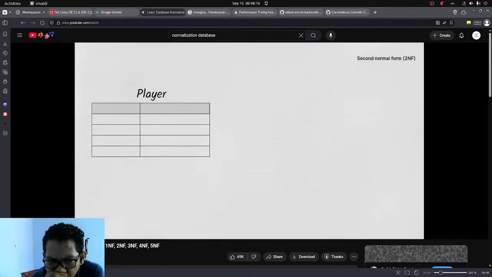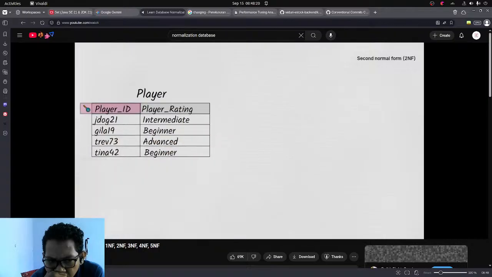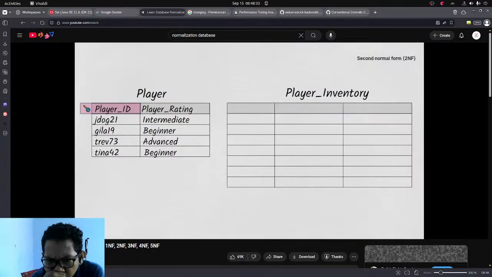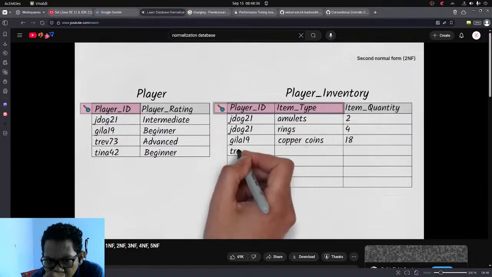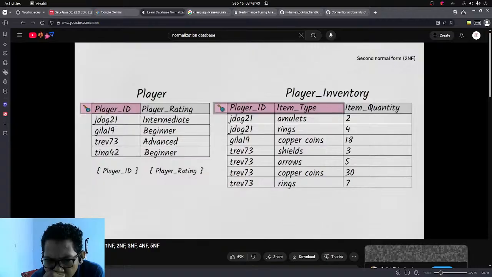A player table will contain one row per player, and in it we can include as columns the ID of the player, the rating of the player, as well as all sorts of other properties of the player, maybe the player's date of birth, for example, maybe the player's email address. Our other table, player inventory, can stay as it was. For both tables, we can say that there are no part key dependencies. In other words, it's always the case that every attribute depends on the whole primary key, not just part of it. And so our tables are in second normal form.